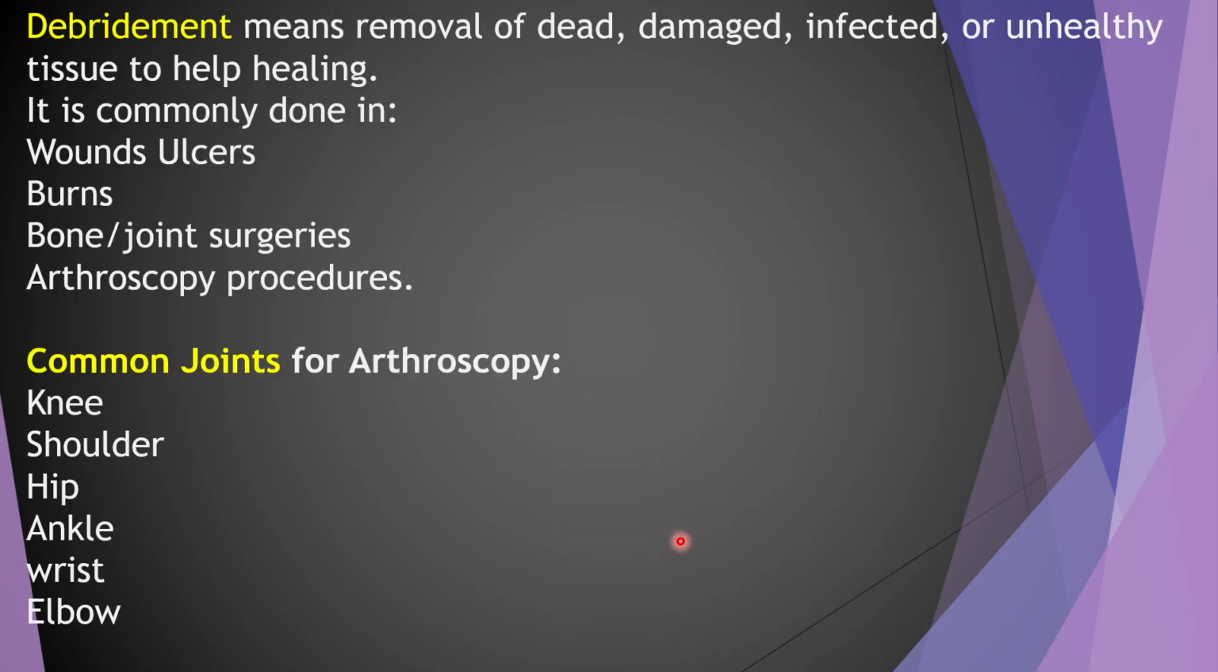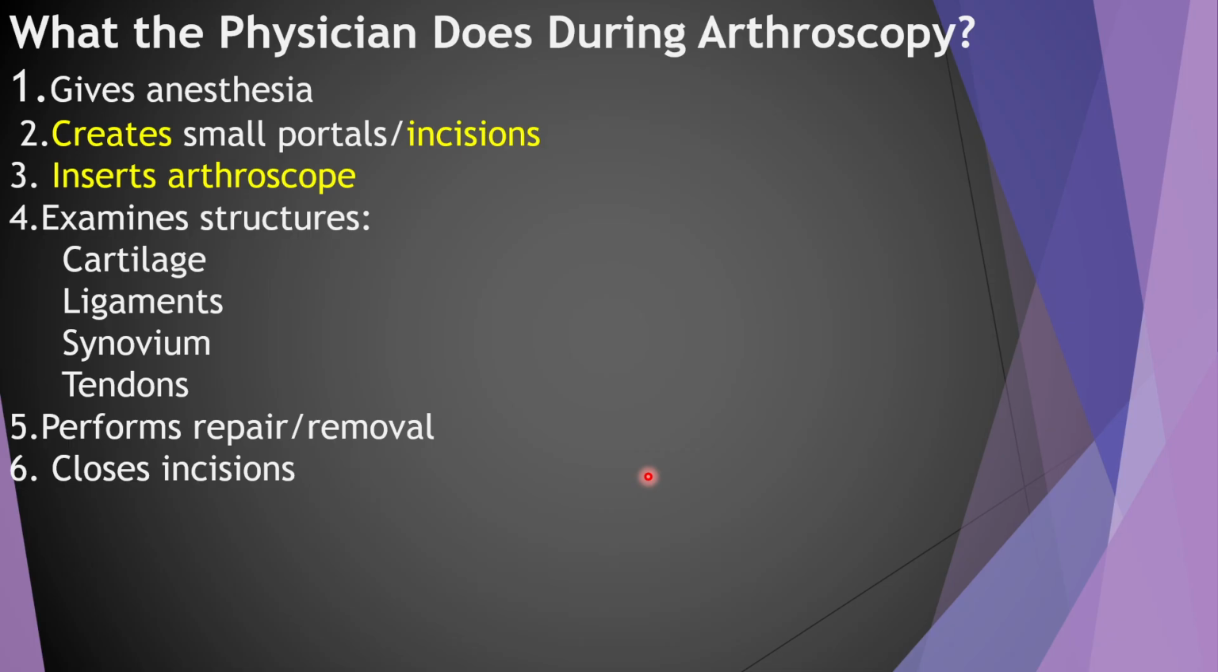Coming to next, what is debridement? Previously we discussed what debridement is. Debridement means removal of the dead and necrotic tissue to promote healing. It is commonly done in burns, wound ulcers, bone and joint surgeries, and arthroscopic procedures. The common joints for arthroscopy are the knee, shoulder, hip, ankle, wrist, elbow, or finger. So there are many.